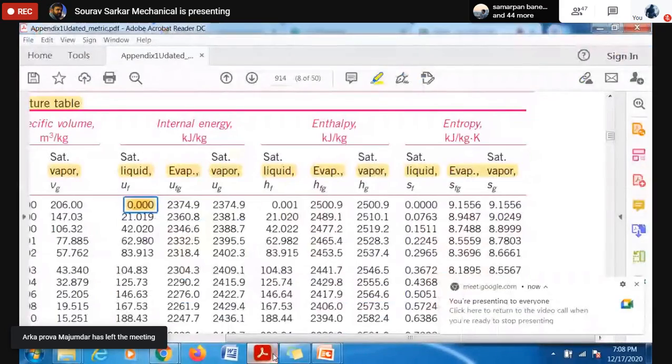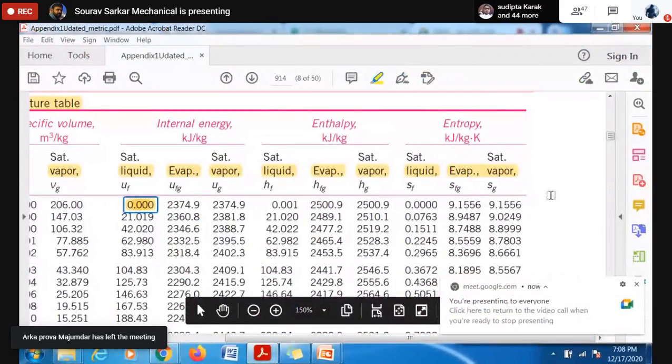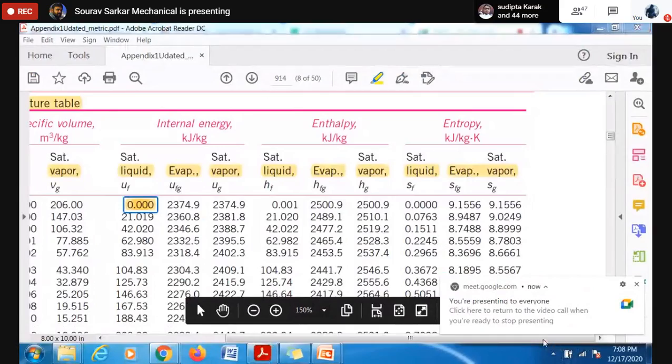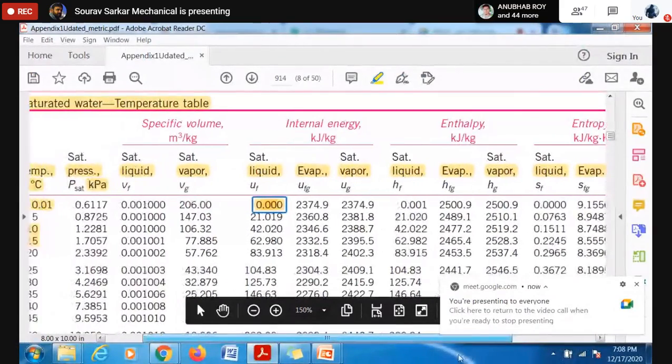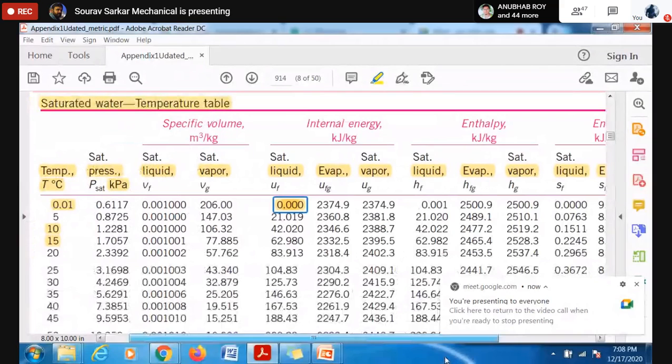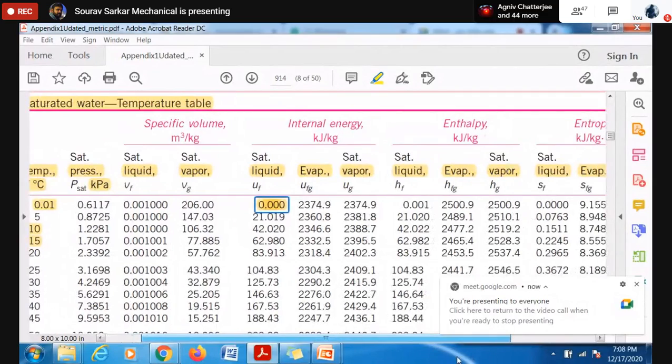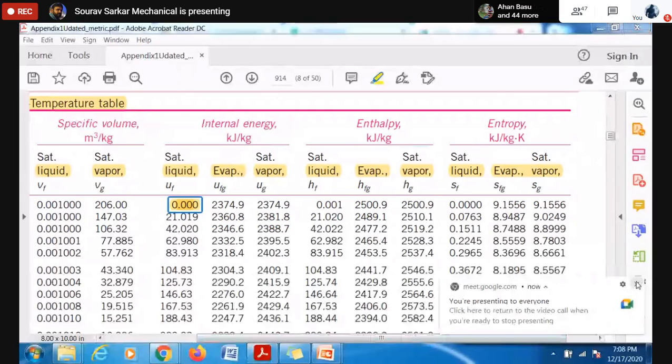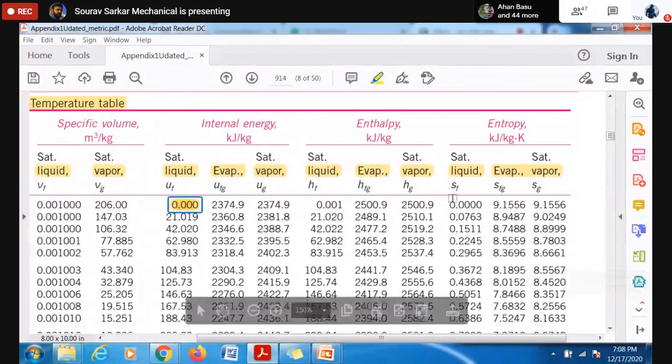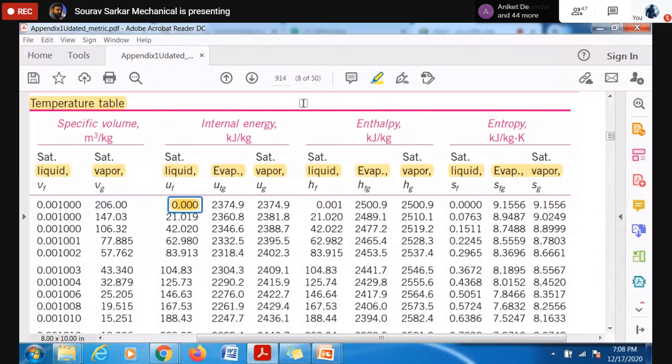Okay. So basically we understood the meaning of each and every column. Everyone understood the meaning of each and every column? You can open page number 850 and just check the table. Okay, so now the question is why we need this table.